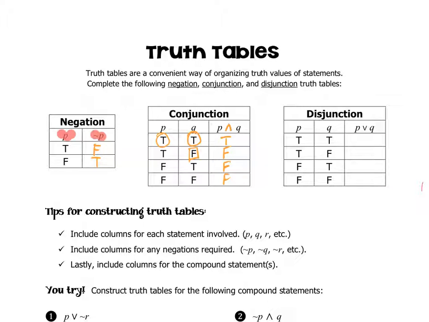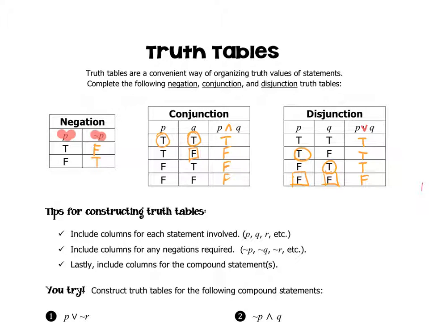Okay, disjunction is this little symbol there, and we call it or. For P or Q, as long as one of them is true, then we have true. So the first one is true, the second one is true because of this true, the third one is true because the truth value for Q is true, and the last one is false because both P and Q are false. So that's how we construct a truth table.